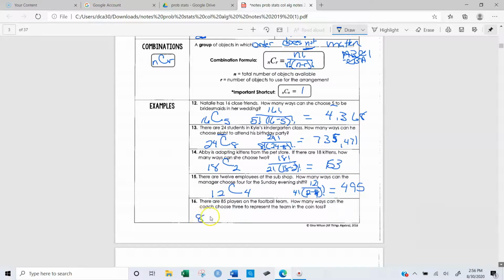Football team, we have 85 football players. How many ways can the coach choose 3 to represent the team on the coin toss? So, are you a captain? I want 3 of you. So I have 85 I am choosing from. I have 3 that are going to double, 3 factorial. Then I'm going to take 85 minus 3 factorial. And that's going to equal 98,770 different ways he can choose captains.